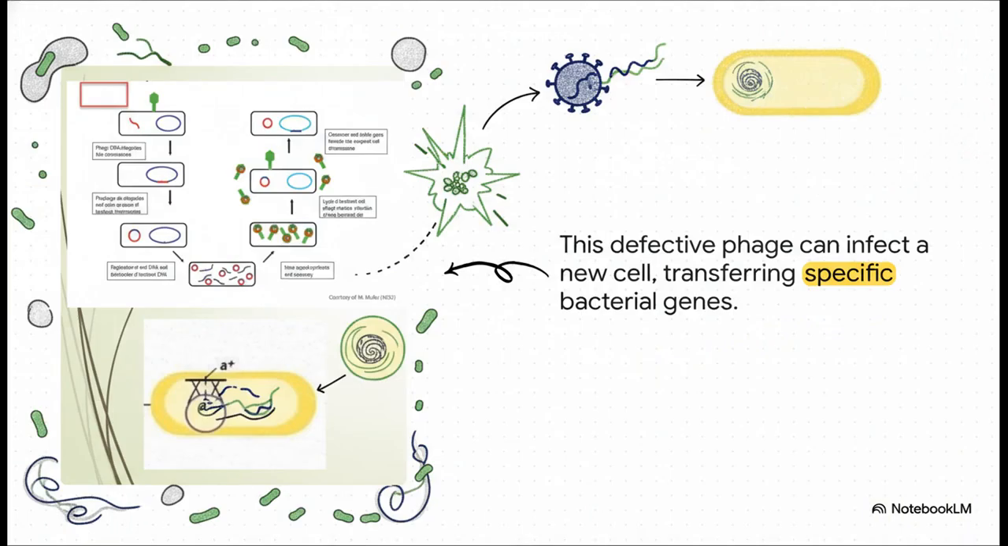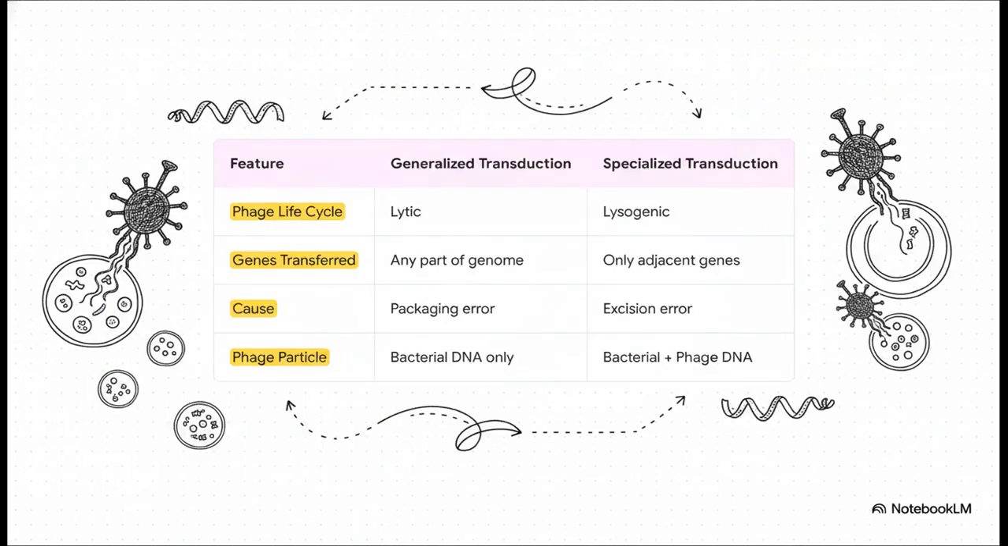Now, the phage that results from this is actually defective because in taking some bacterial DNA, it had to leave some of its own DNA behind. So what you have now is a particle carrying this hybrid DNA molecule, part virus, part bacteria. When this phage goes on to infect a new cell, it injects that hybrid DNA. And that's how you get a very targeted, very specialized transfer of only those specific genes that were next to the prophage.